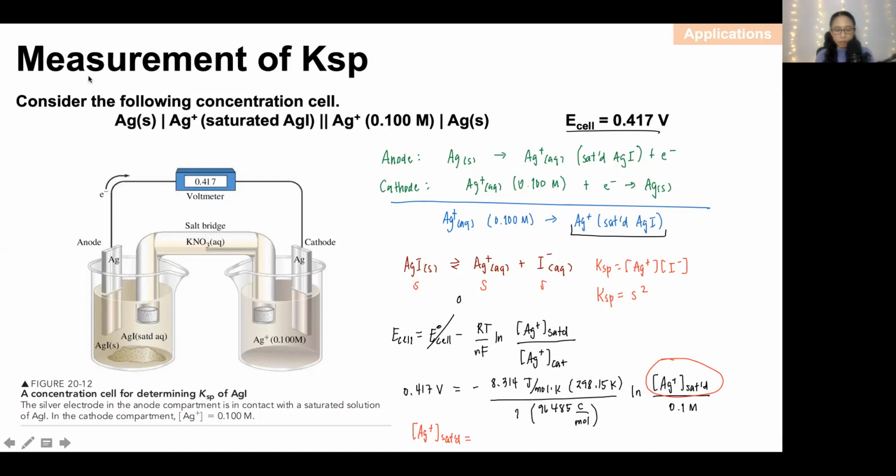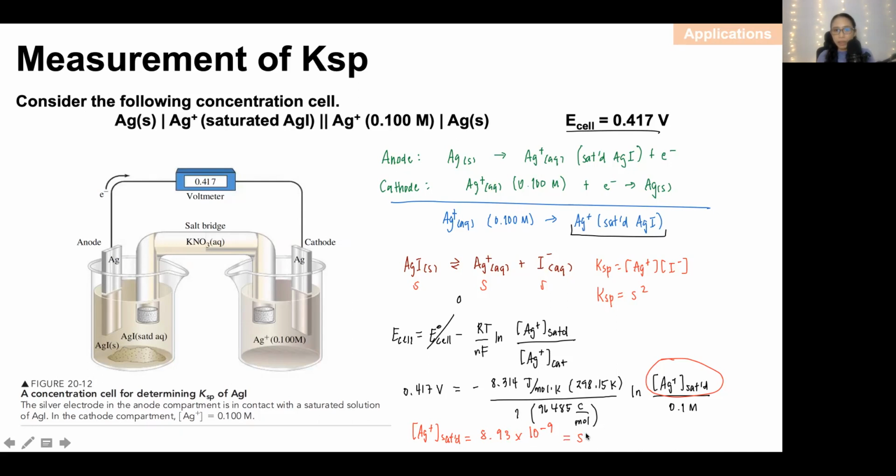Okay, so negative 8.314 times 298.15 over 96,485. Then 0.417 divided by that value, inverse of ln, times 0.1. So the concentration of silver ions in the saturated solution of silver iodide is 8.93 times 10 raised to negative 9. So this is also S.